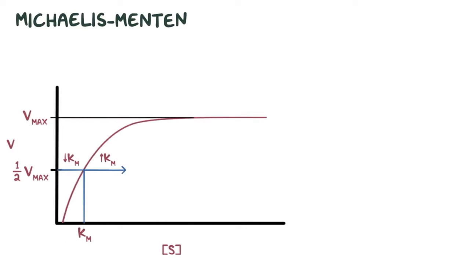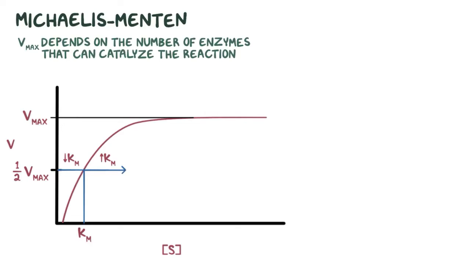Fundamentally, these graphs tell us about binding. In fact, the same graphic representation could be used to show how strongly drugs bind to receptors, or even transcription factors bind to DNA. So while we're here, let's look at how Vmax or Km can increase or decrease. Vmax depends on the number of enzymes that can catalyze the reaction. So increasing or decreasing the number of enzymes will increase and decrease Vmax.